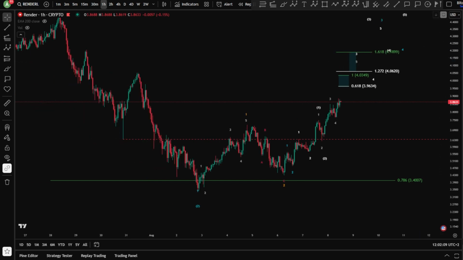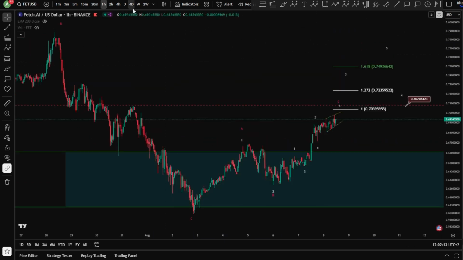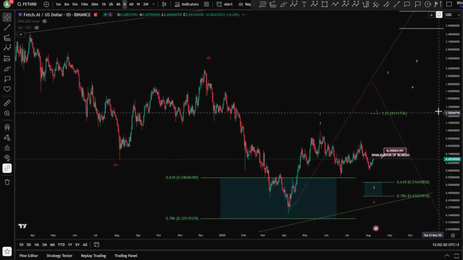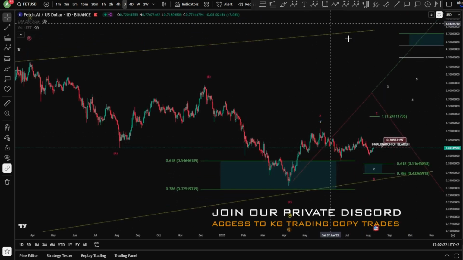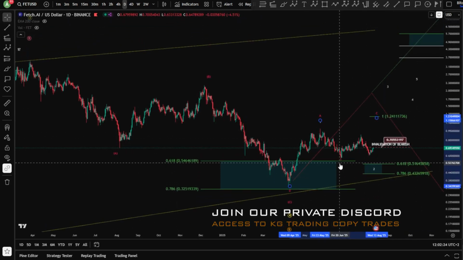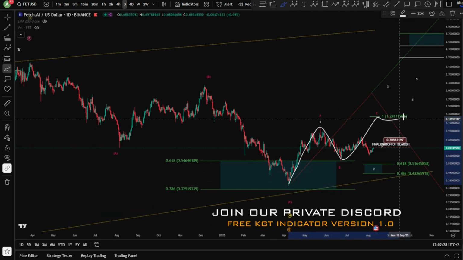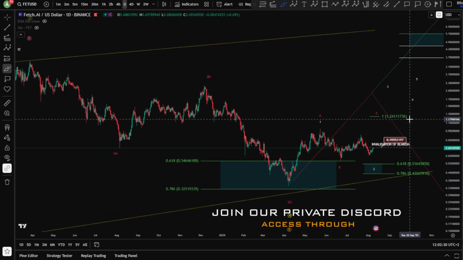Very nice for Render. Let's move to the next one, which is, of course, FET. So for FET on the daily first, I would like to show as well the target. So basically, if we are in an ABC here, meaning this one, where you have an impulse ABC, you're looking at least for a 1-to-1 fib level, right?